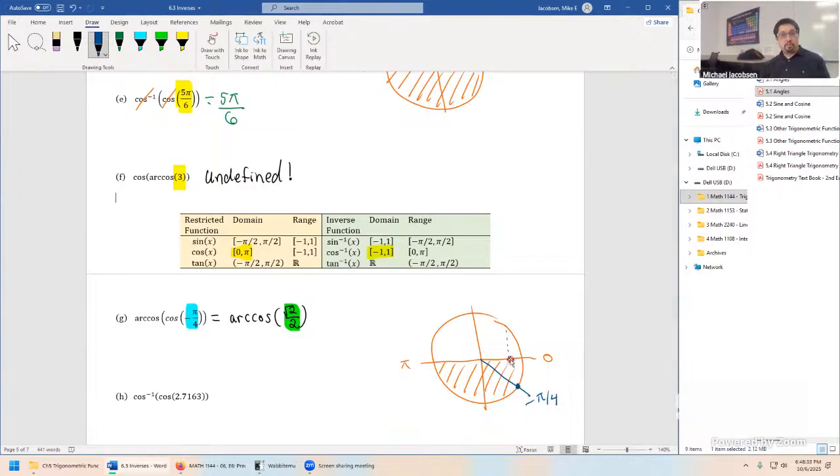Notice that before, when this situation occurred, we reflected about the y-axis. This time, we're reflecting about the x-axis and picking out positive pi over 4. So the answer to this one is just pi over 4 itself.